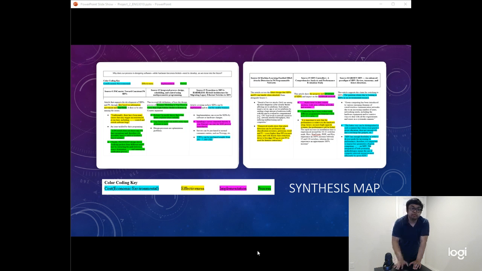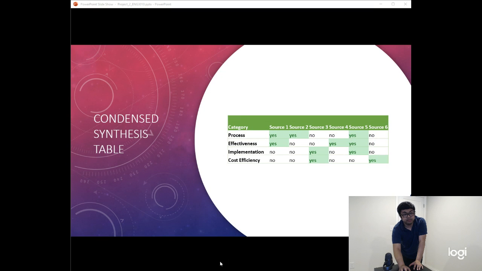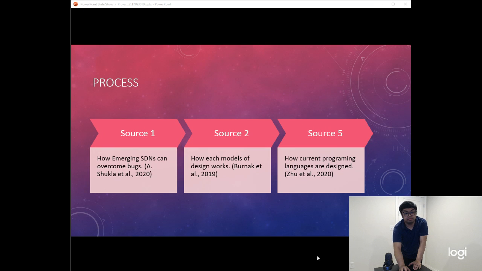I'm going to explain my synthesis map categorization and relate sources at the same time in order to explain my research process. As you can see, it's a large map with colors, but hard to read, with bulky words. Over here, I condensed it into a table. If it's green or says yes, that means the source does have a relation to the category. So I'm going to go into the specifics.